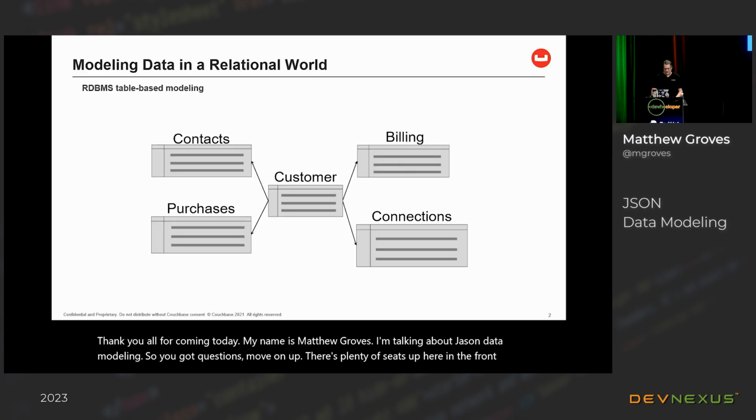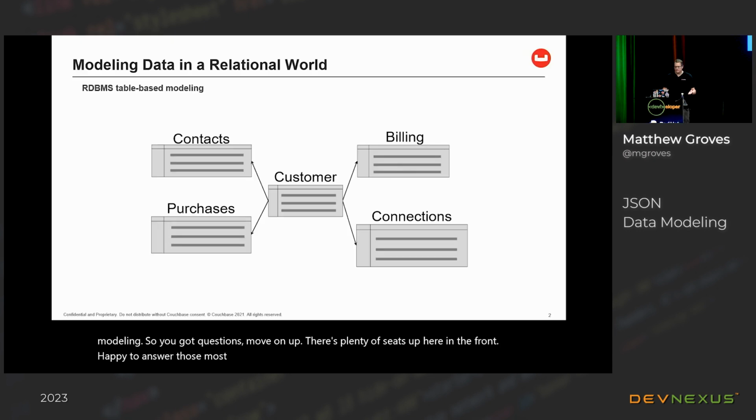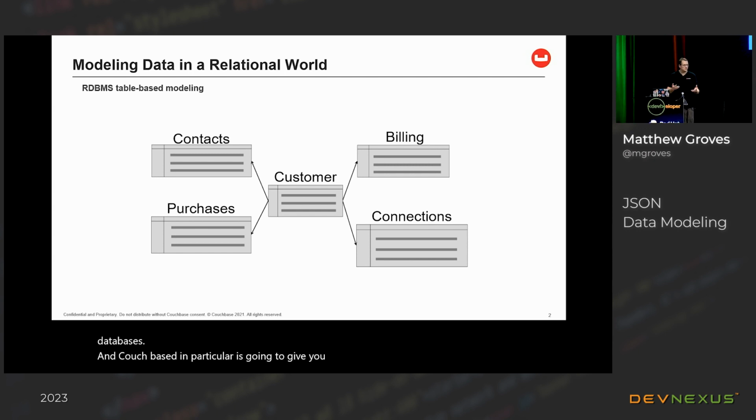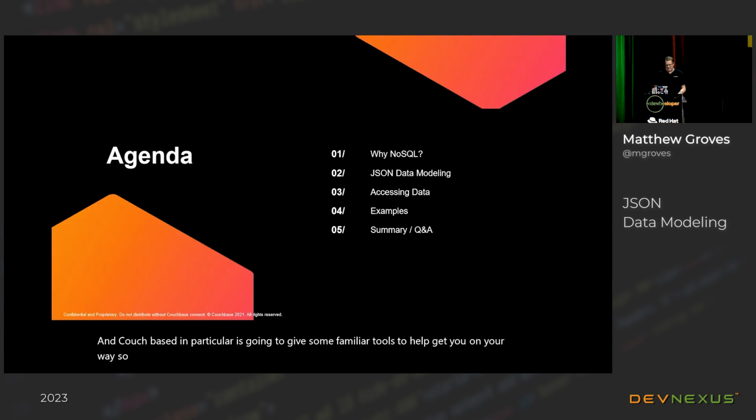Happy to answer those. Most of you as developers are probably familiar with the relational way of modeling data. This same kind of schema here with the tables and the foreign key relationships. But if you want the benefits of a non-relational database, which I hope you do because you came here, we have to think differently about modeling. Fortunately, NoSQL databases and Couchbase in particular is going to give you some familiar tools to help get you on your way. So we're going to talk about modeling today for sure.